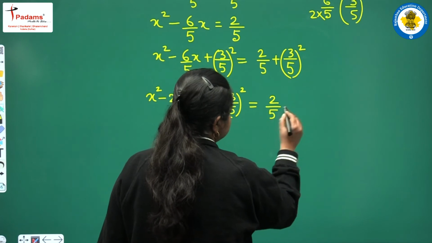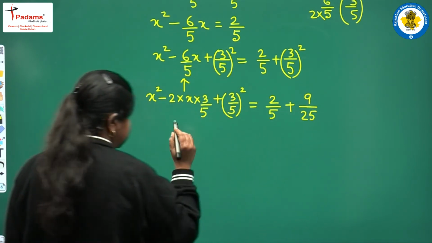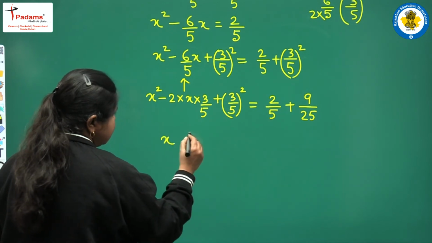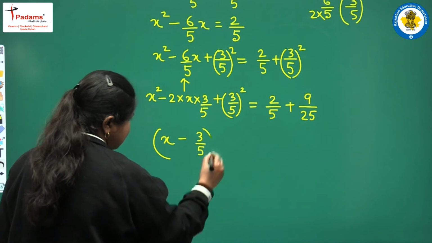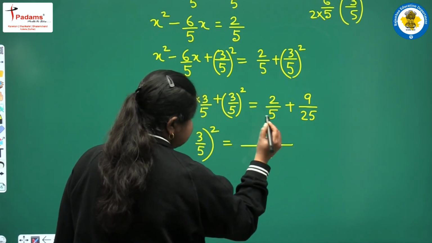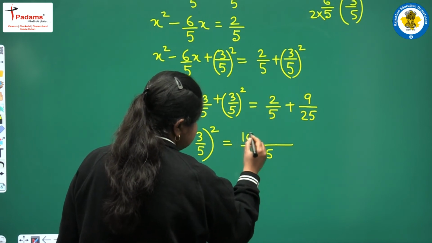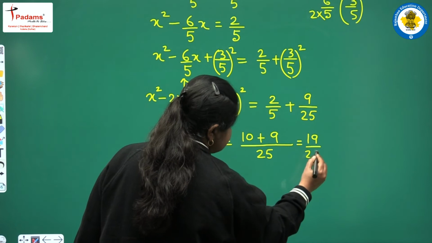यहाँ मिलेगा 2 by 5 plus 9 by 25. Now x from here, 3 by 5 from here, and this is minus, so take a minus, complete the square, and here we will have 25. 5 5s are 25, so 5 2s are 10 plus 9. This is 19 upon 25.